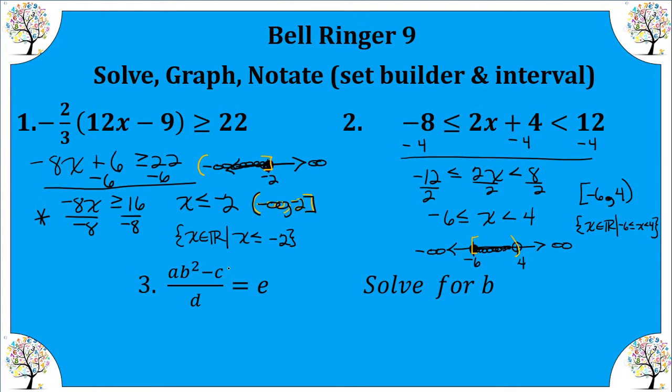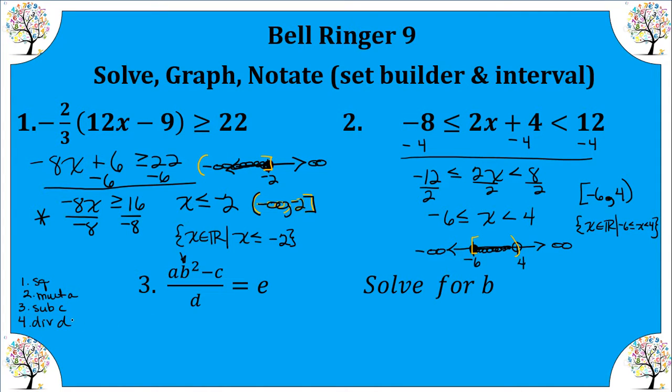Okay, now we're going to solve for b. So let's talk about what's happening to b. B is being squared and then multiplied by a. And thirdly, we're subtracting c. And fourth, we are dividing by d. So let's keep our eyes on the b.